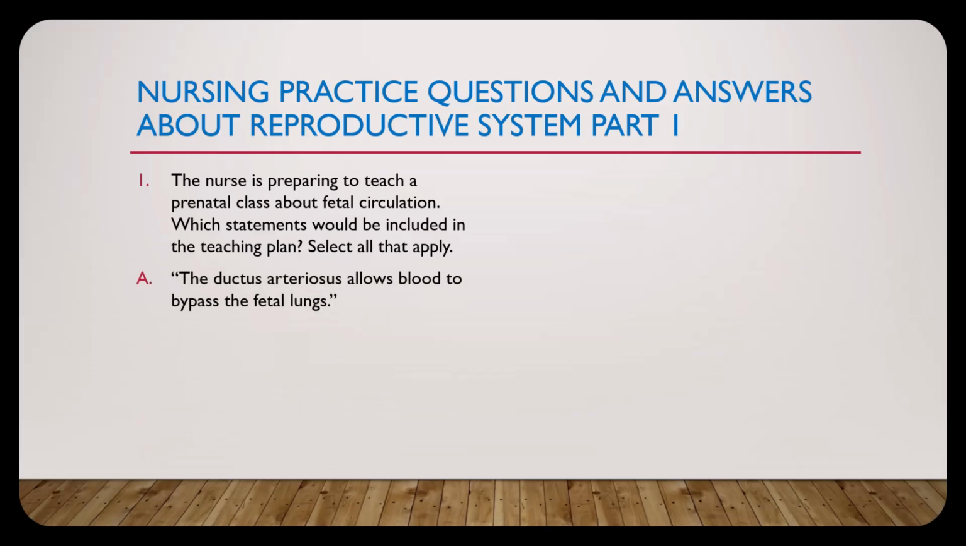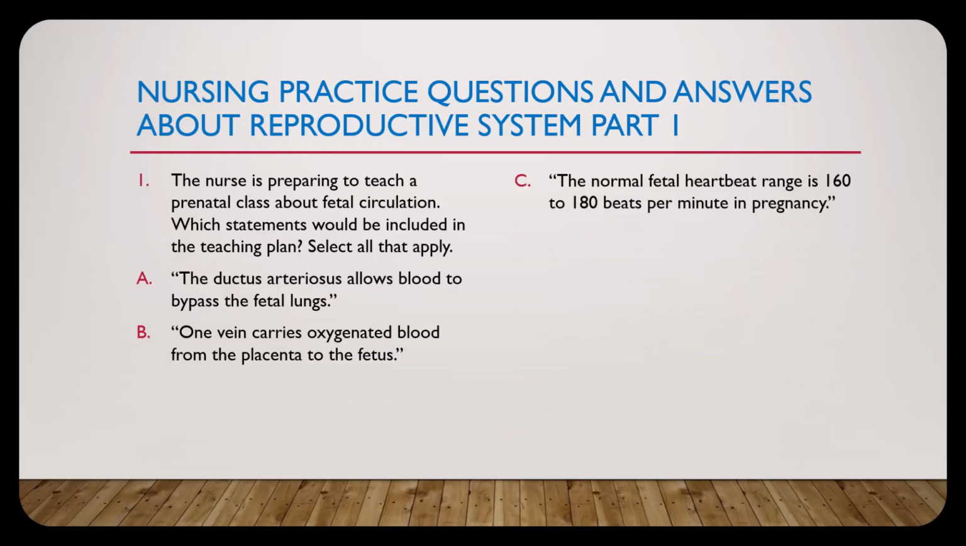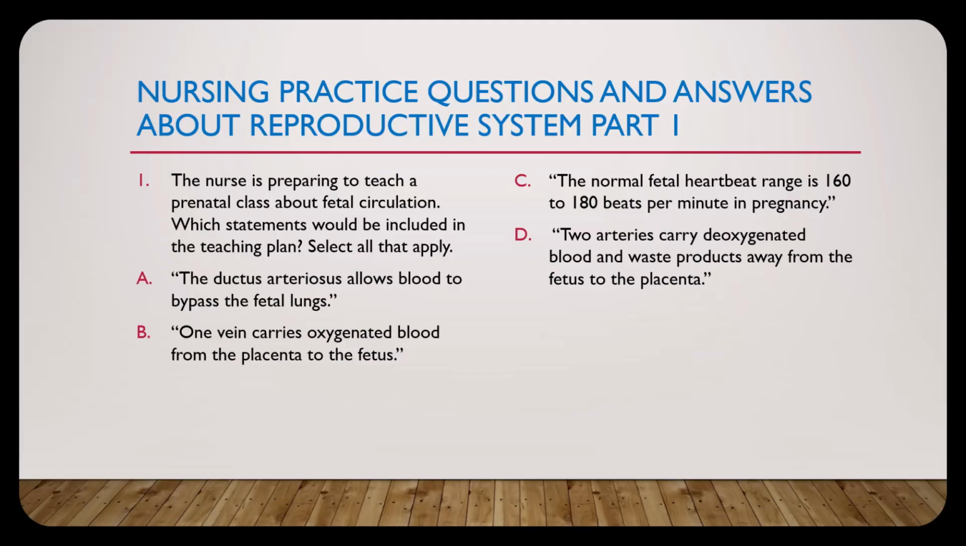Option A, the ductus arteriosus allows blood to bypass the fetal lungs. Option B, one vein carries oxygenated blood from the placenta to the fetus. Option C, the normal fetal heartbeat range is 160 to 180 beats per minute in pregnancy. Option D, two arteries carry the oxygenated blood and waste products away from the fetus to the placenta.